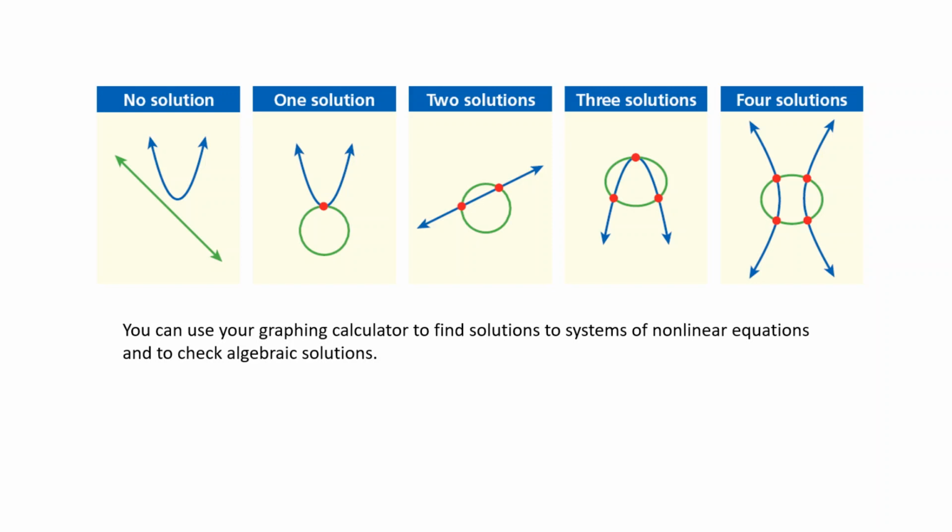If you have no solutions, notice that in this first one, these two never intersect with each other, so there's no solution, there's no common point. Here, where the two graphs intersect each other at one point, we have one solution. Here, obviously, they intersect at 2 points, so two solutions, 3 and 4, and so on.